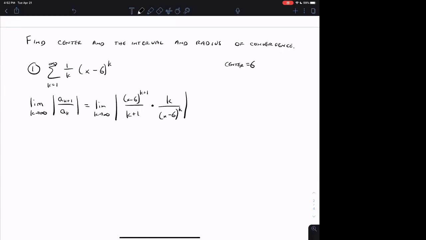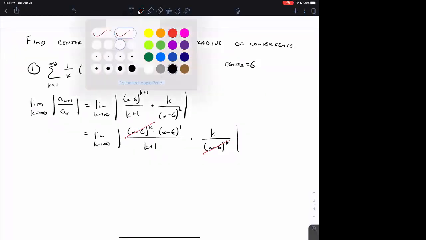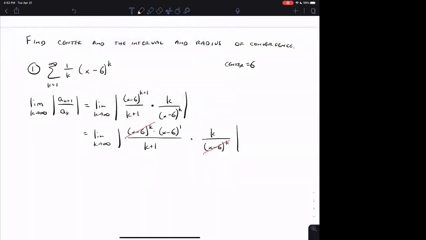Okay, so we're going to simplify this by splitting up the exponentials. We make it (x minus 6) to the k times (x minus 6) to the first over k plus 1 times k over (x minus 6) to the k. The point of that is to get the (x minus 6) to the k's to cancel. And now we're going to figure out some stuff about this. Any questions here?